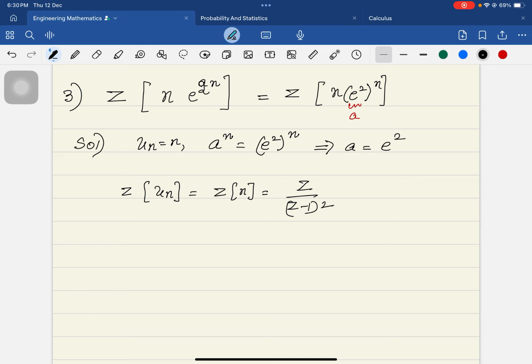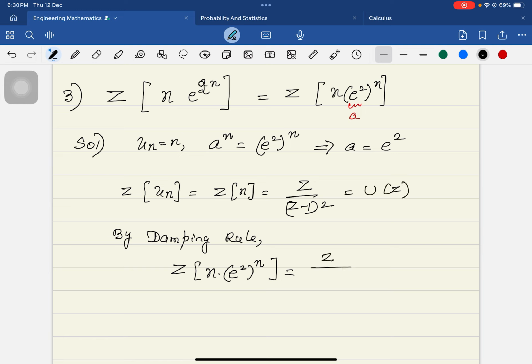So by using the damping rule, you can rewrite this: z of n times e square power n will be written as, this is your u of z, right? So u of z is z over z minus 1, the whole square. Your z is replaced by z by e power a. In the place of a, you have e square. I hope it's clear. So this is what we have done. Now in the place of a, you have e square. That's it.